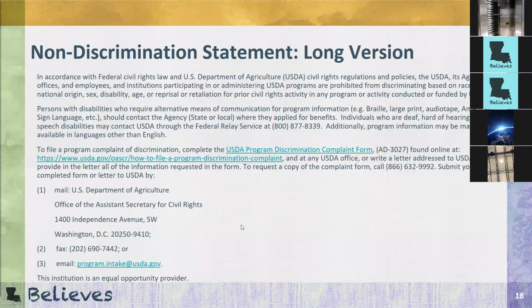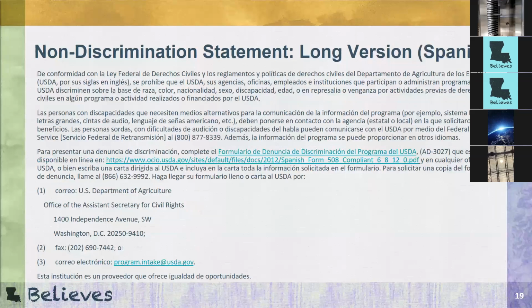This is the long version of the non-discrimination statement, and we do have it available on the CNP website. And this is the long version in Spanish. And the link that's on the CNP website does bring you to the USDA website, which has it in several different languages.